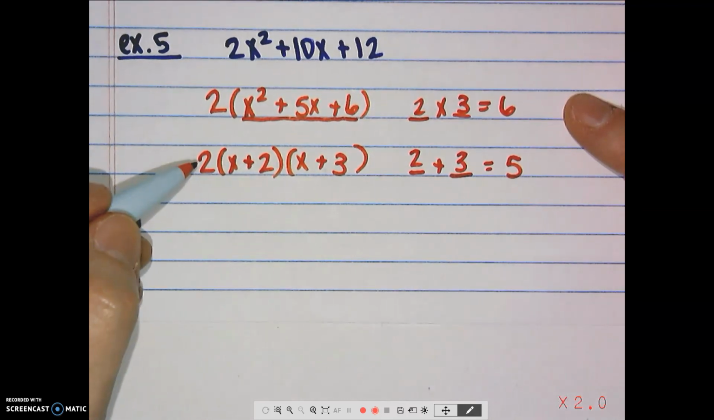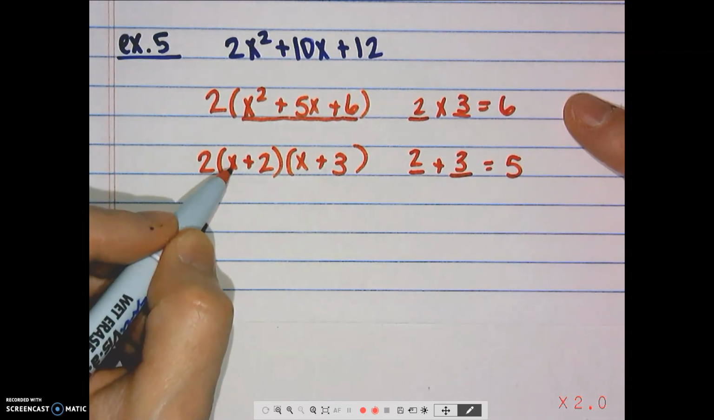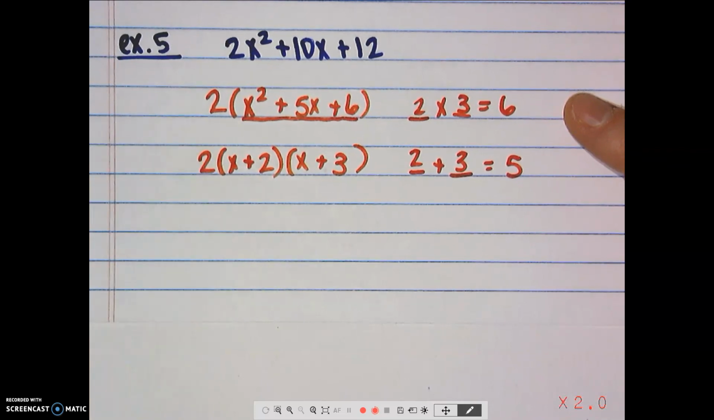So to check something like this, I would multiply these two parentheses together first. Okay, that does give us x squared plus 5x plus 6, and then distribute the 2 back in. And that's it.